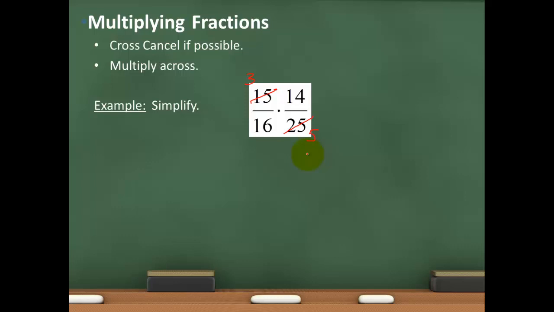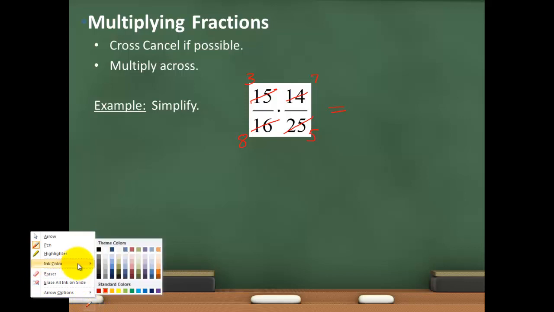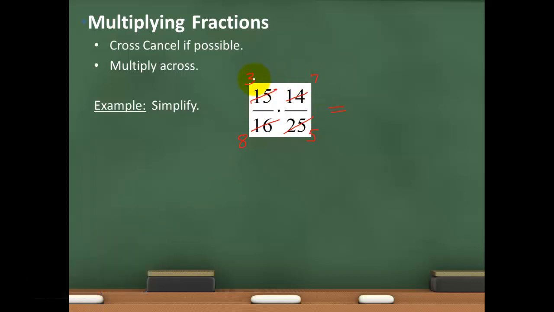Same thing is going to happen with the 14 and the 16. They both have a common factor of 2. If I divide 14 by 2, I get 7, and if I divide 16 by 2, I get 8. Now that I've cross-canceled, I'm going to multiply across. The numbers that are on top, 3 times 7, that'll be 21. And if I multiply my 8 by my 5, I will get 40. And so my solution would be 21 over 40.